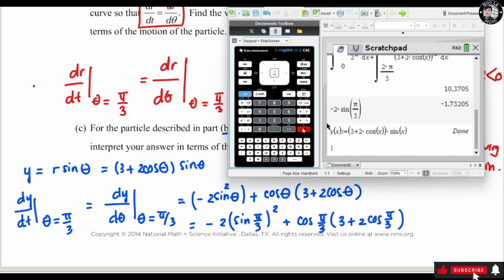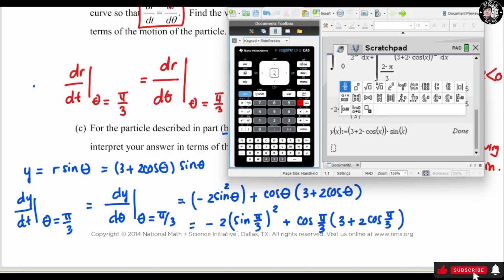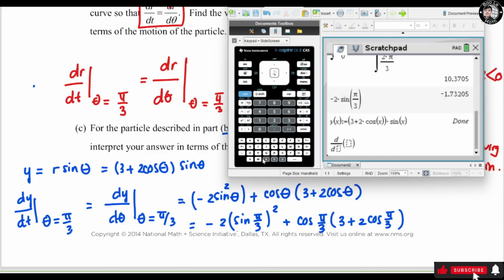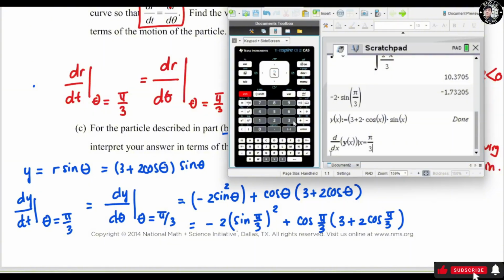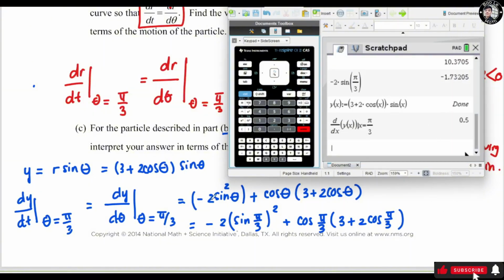So I'm going to press the derivative button right here, with respect to x, and this one I just copy over here. And then I'm going to press Control equals, put the line right here. I put x equals pi over 3, so I'm going to put the fraction right here, put pi over 3 and I press Control Enter. It's going to give you 0.5.